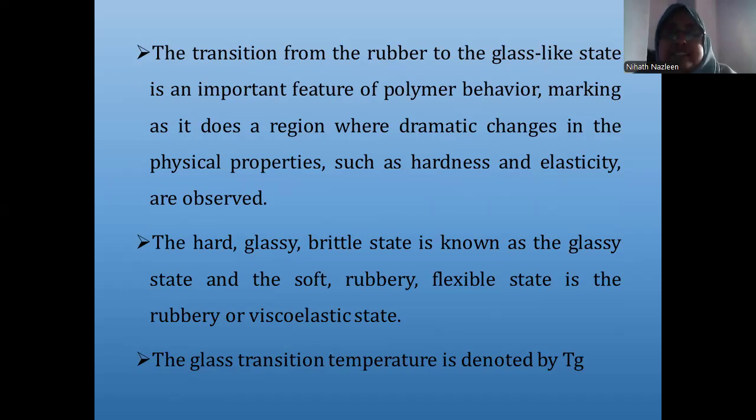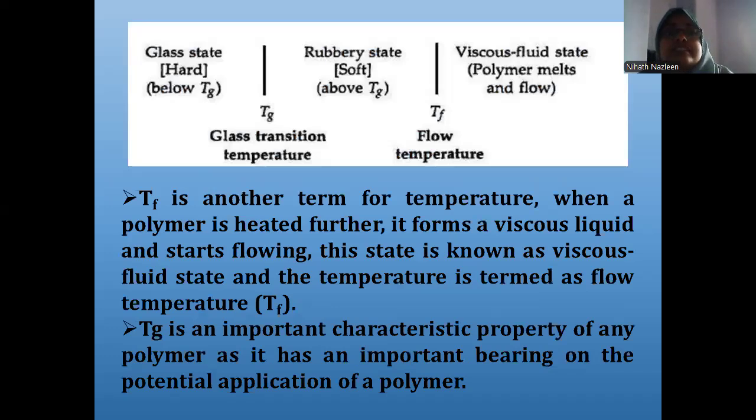Usually, the glass transition temperature is denoted by the symbol Tg. This is the term by which we can clearly understand what glass transition temperature means. There is a temperature boundary, that is Tg. Below Tg, it will be in a glassy state, it will be in a hard state, and above the Tg, it will be in a rubbery state. That is, above the Tg, it will be soft.